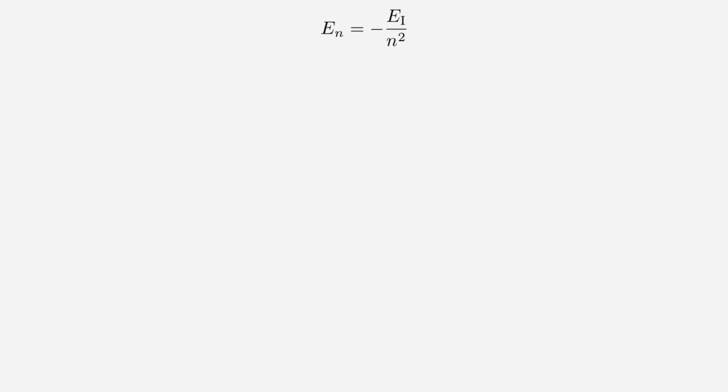Let's now move to the first excited state. The procedure is analogous to what we just did for the ground state, so we're going to go quicker through the calculations, but I encourage you to fill in the gaps. Let's start again with the eigenvalues and let's consider n equals 2. The energy E2 of the first excited state is equal to minus the ionization energy over 4.